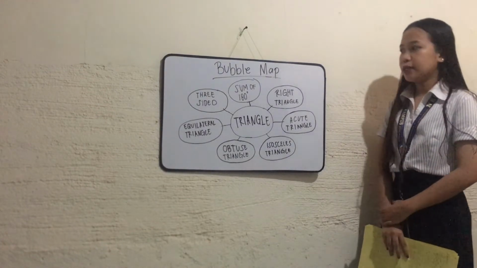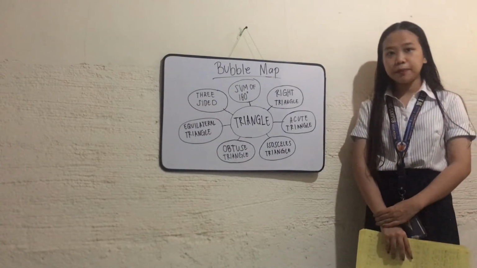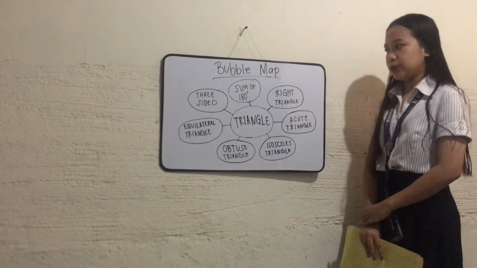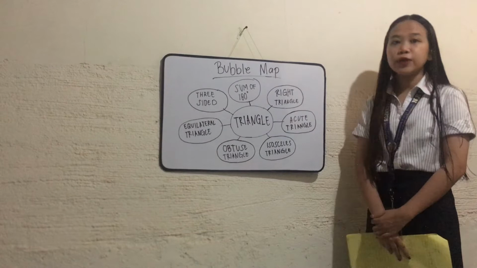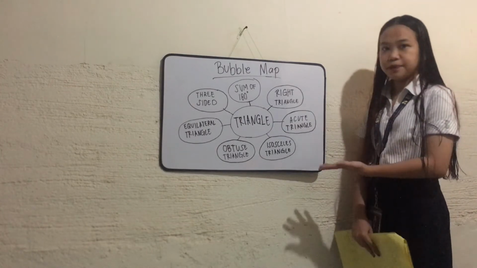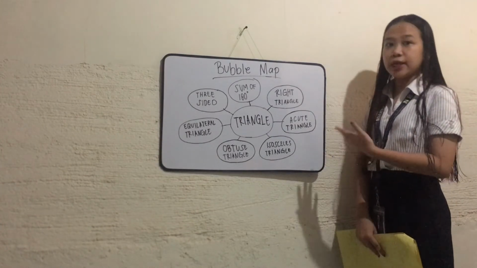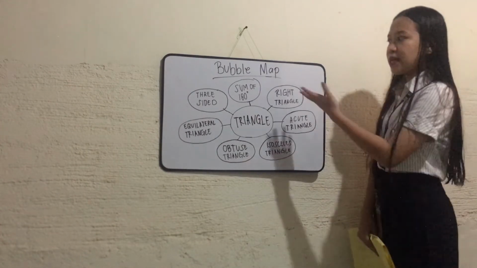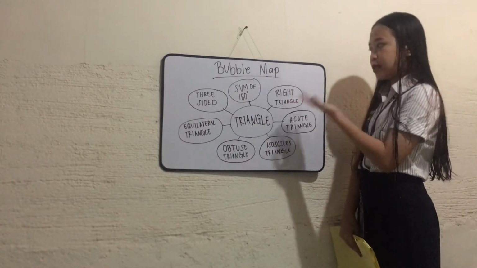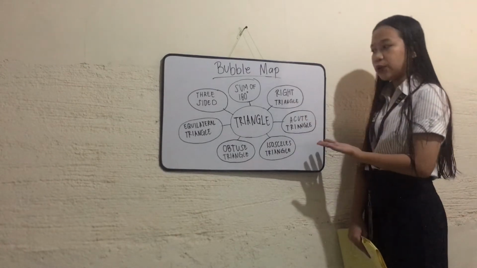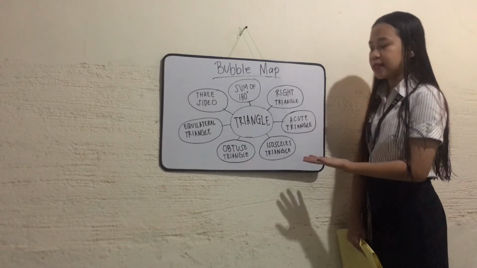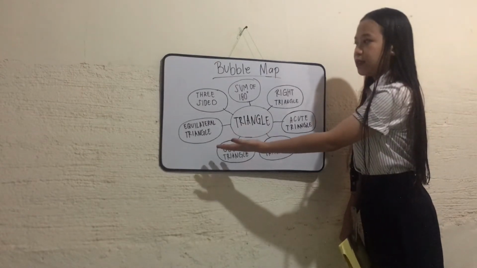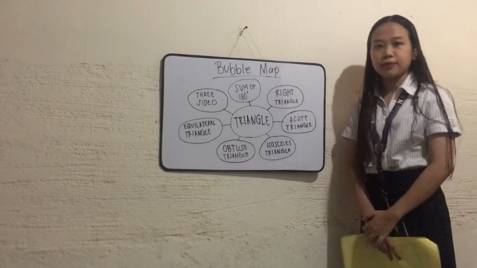I have here an example of a bubble map, so you will get an idea of what you are going to do. As you can see, my topic is triangle. The bubbles surround what is related to my topic. We have sum of 180 degrees, right triangle, acute triangle, isosceles triangle, obtuse triangle, equilateral triangle, and three-sided.